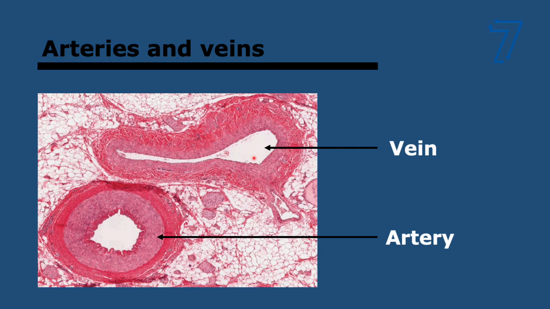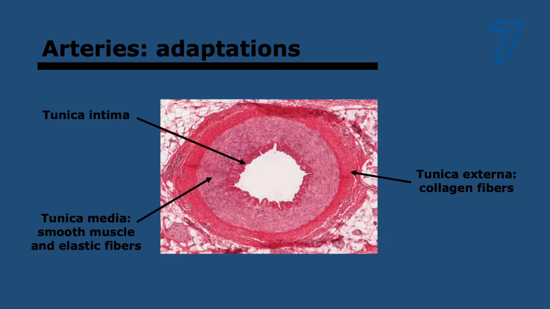This is not the best picture. You can't really appreciate the lumen difference, but that's normally the case. And then another good way to identify it, which you will be asked to do, is that arteries are almost always circular, whereas veins can be flattened, as you can see here. Amazing. So in terms of arteries, what's their wall made out of? What adaptations do they have?